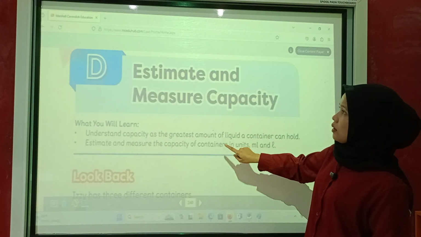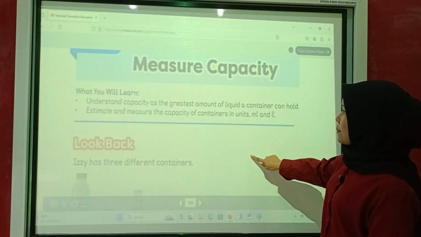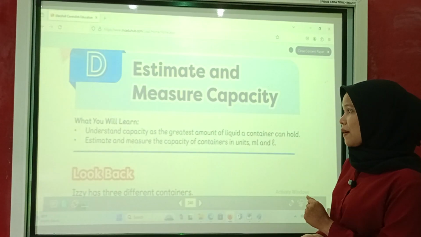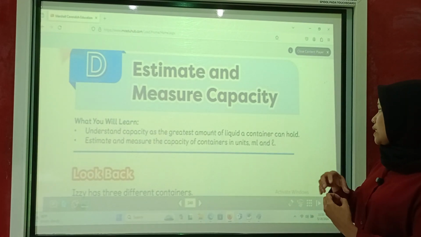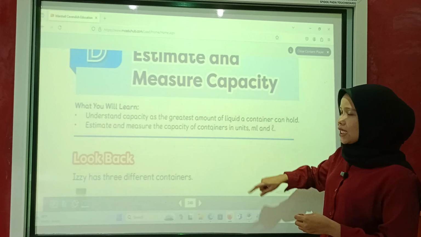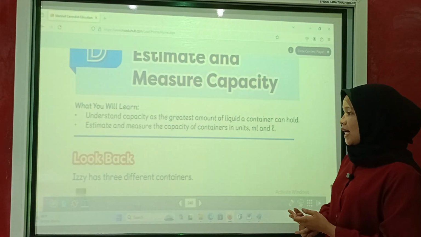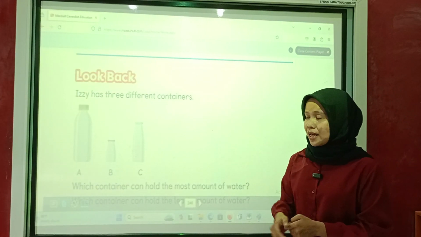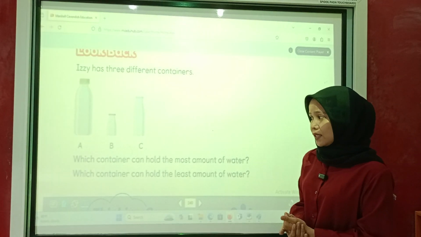Okay, it's about estimating and measuring capacity. Capacity is for this chapter. I hope the students can understand that capacity is the greatest amount of liquid a container can hold. For this chapter, I will provide bottles, glasses, a measuring cup or jug, and then they will see the different containers like this in this book. There are 3 bottles, so I will bring 3 bottles later.